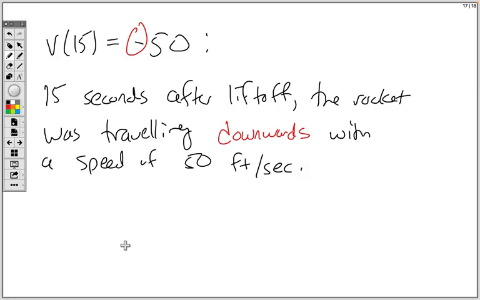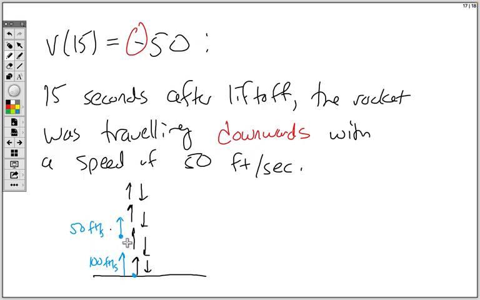So we can visualize kind of what's going on with this rocket. It starts off here on the ground. It goes up, and then it starts to fall down again. So initially t equals 0. It blasts off with 100 feet per second, and then sometime later it's starting to slow down, 50 feet per second. Then at some point it turns around and starts heading down, and at 15 seconds it's traveling downwards at 50 feet per second. So where does that rocket turn around? Well, that's the next question.